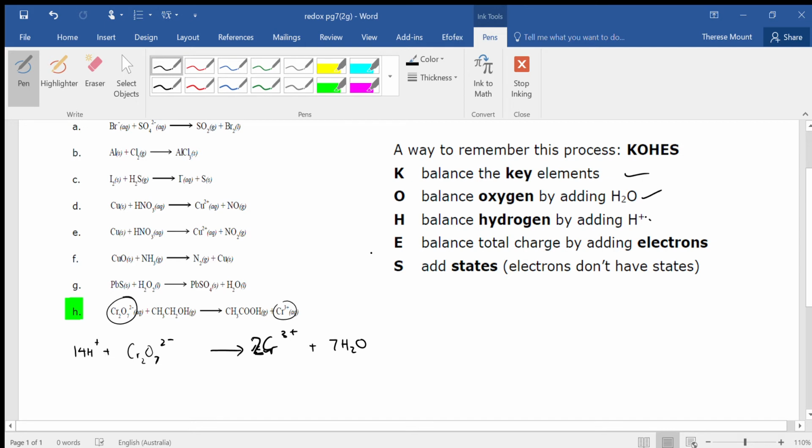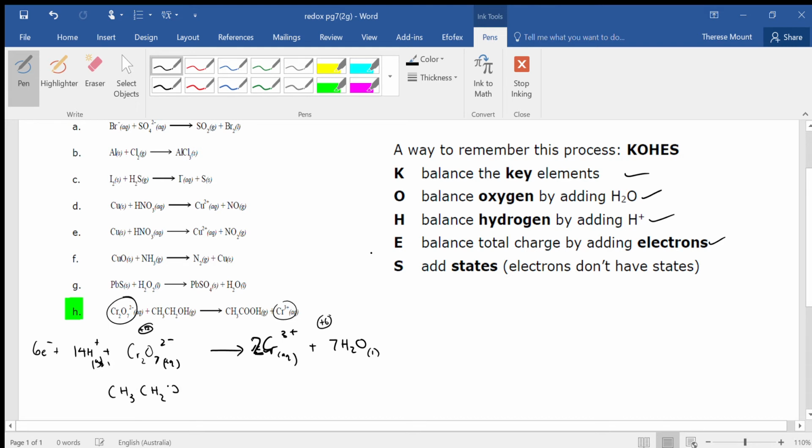and then balance the charges, so plus 14 minus 2 is positive 12 on that side, positive 6 overall on this side, so I need to balance these out. So I need to bring that 12 down to 6, so I have to add 6 electrons to this side. And now I just add the states, so liquid, aqueous, aqueous, aqueous, and electrons don't have any state.